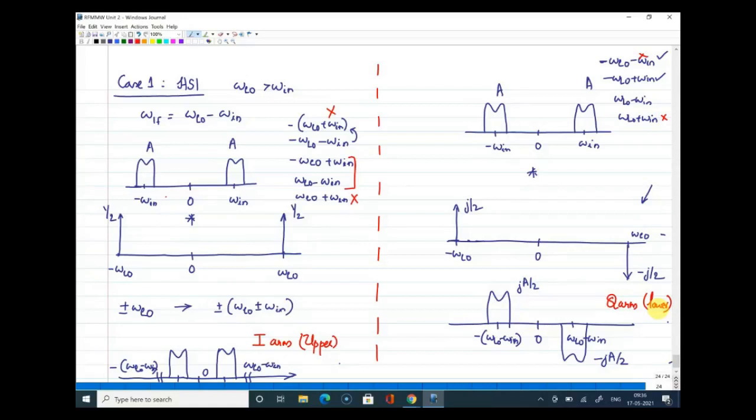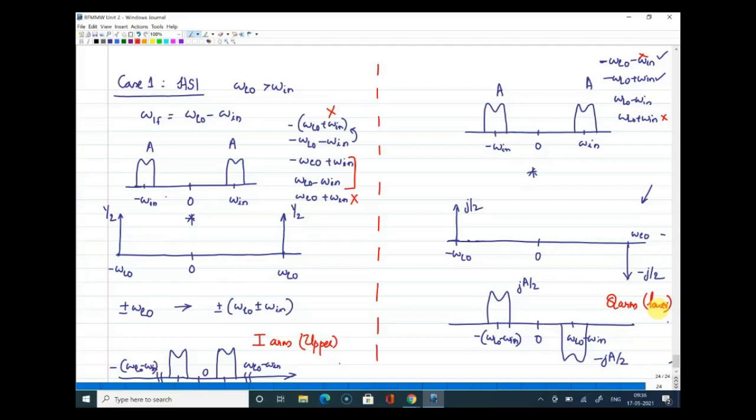In an image reject receiver, the expectation is that without filtering, if we can suppress the image components, that will be a great achievement, right? So that is what we are trying to do, and we are doing this 90-degree phase shift operation, and seeing how the signal changes when these kinds of operations are performed on it.